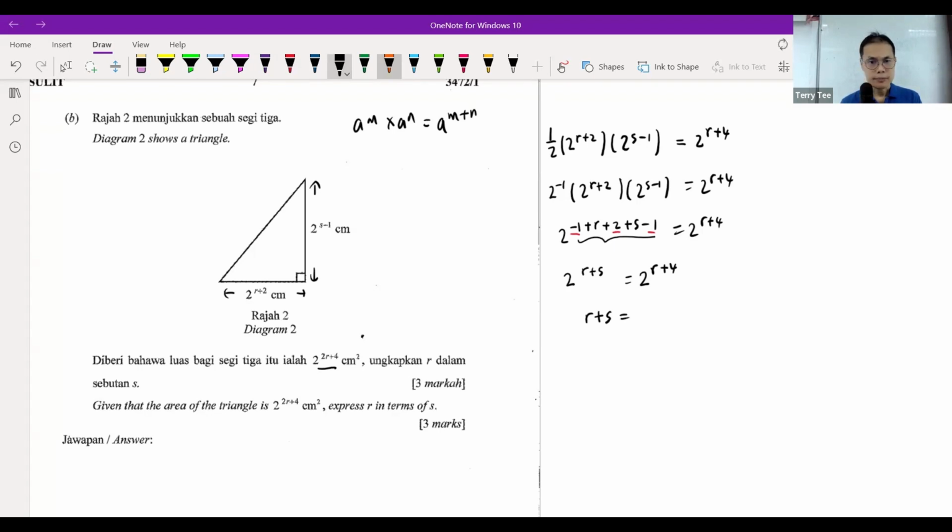There is a mistake here. Okay, sorry, there's a 2r. Sorry, there's a 2r plus 4 here, right? So that I missed out. This is 2r here, sorry. So this is 2r plus 4, right? If you are finding r in terms of s, you need to bring this r to the right, this 4 to the left. So r is now s minus 4. Okay, r is now s minus 4.